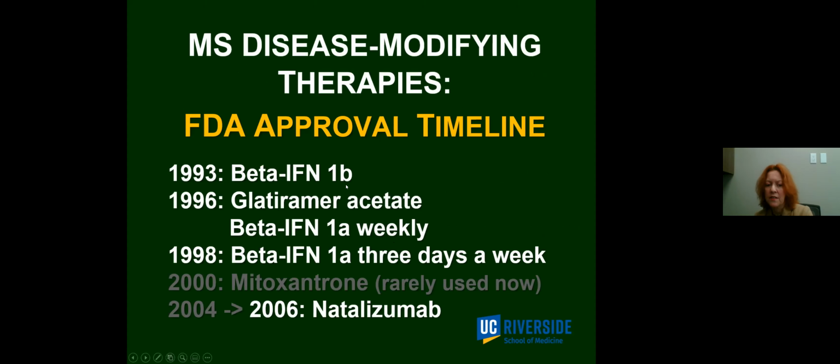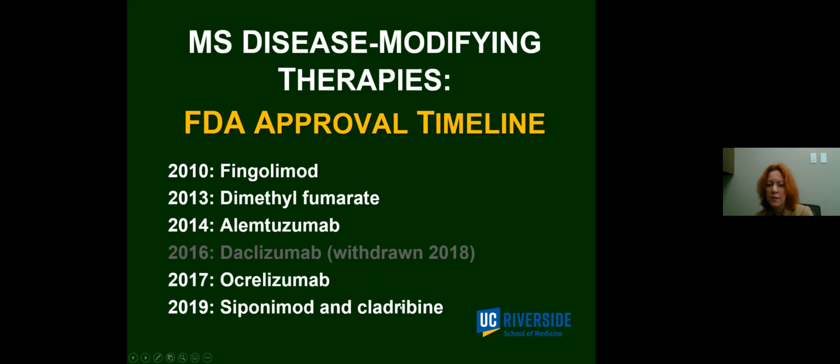And those who've had MS a long time will recall these first injectable therapies getting approved by the FDA in the 1990s. We still use all of these, including natalizumab, which is an intravenous infusion. It's once a month. Then in the 2010s, a number of oral therapies came out. Alemtuzumab is an immunosuppressive infusion. Ocrelizumab is another infusion. And then siponimod and cladribine are fairly new oral treatments that have come out.